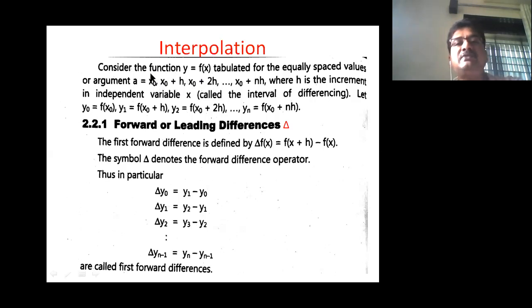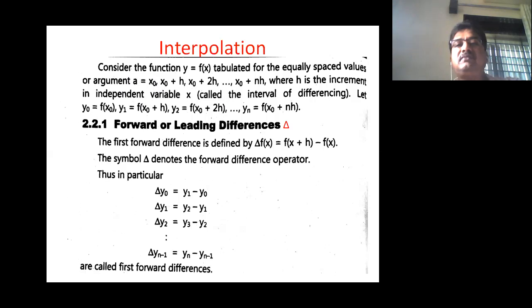Similarly, the previous value of x naught is what? The value of x before x naught is x naught minus h. Then what is the previous value? x naught minus 2h. So if you have to find the previous value, then subtract h, and if you have to find the next value, then add h. So these values of x are called arguments and are equally spaced. Okay, and this y is equal to f(x) is the given function.